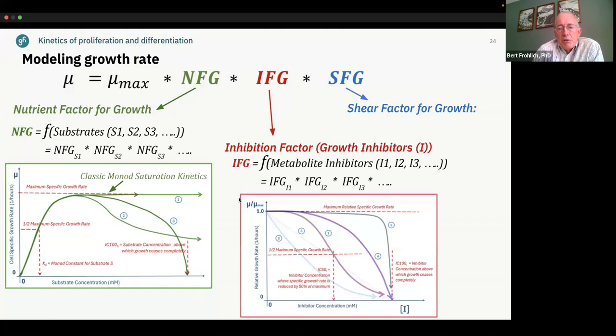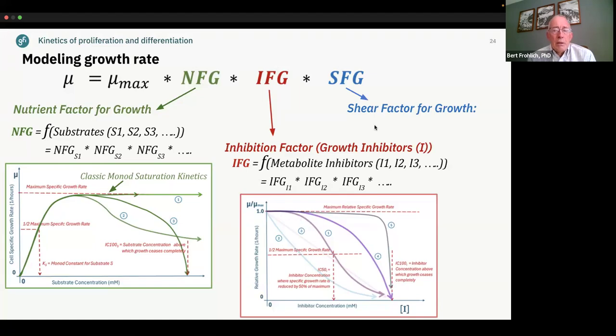Then we have an inhibition growth factor. A similar treatment, or each inhibitor is assigned a factor between 0 and 1, and those models are typically fit to one of the curves below that are also published in the literature, the most common one also being number 1, which is referred to as an inverse Monod relationship.